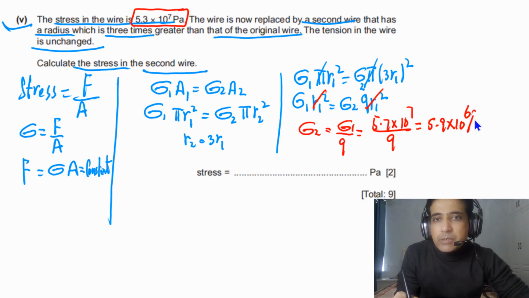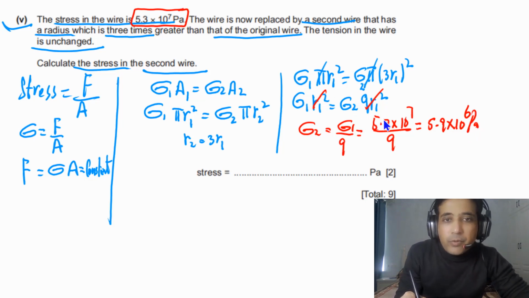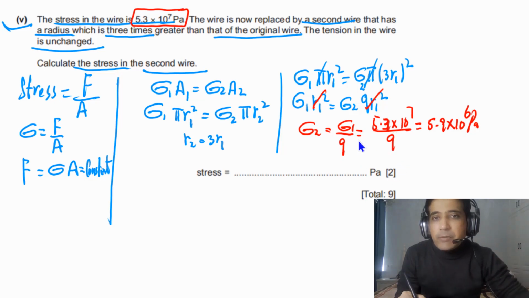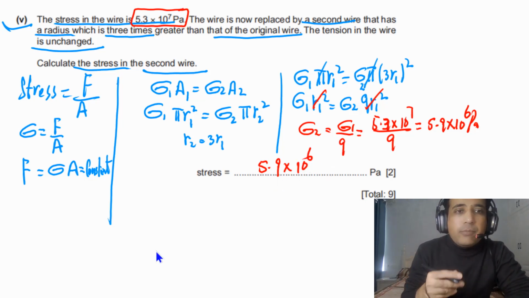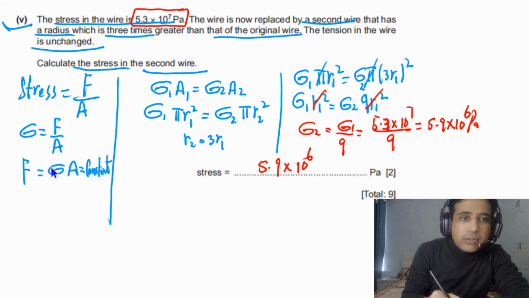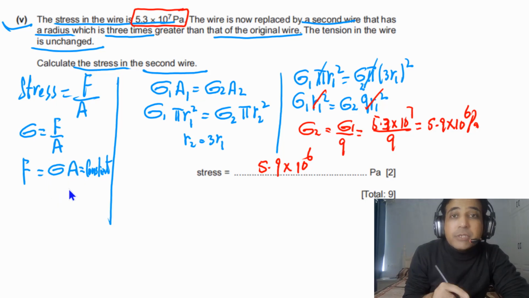Actually, this is 5.3. Sigma 1 is 5.3 times 10 to 7. So this is our final answer, and this is how you can figure out 5.9 times 10 to 6 Pascal up to 2 SF. So this is how we can approach it. This question is very straightforward, because in this case F is the same. So if the area increases by 9 times, the stress has to decrease by 9 times. So simply divide the stress by 9 and you can find the final answer.